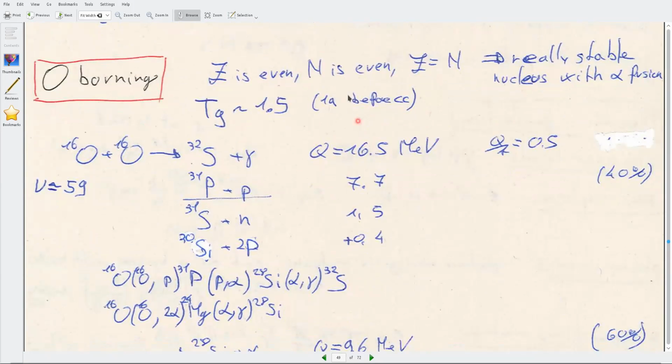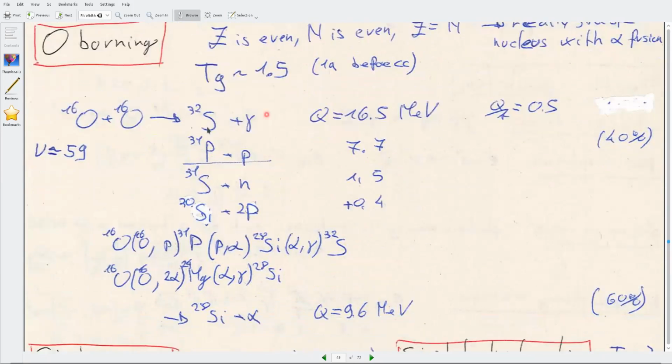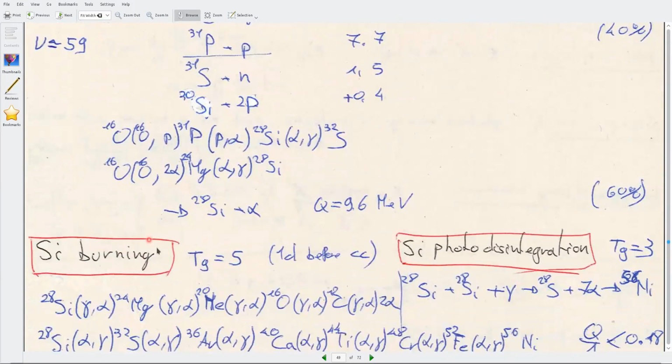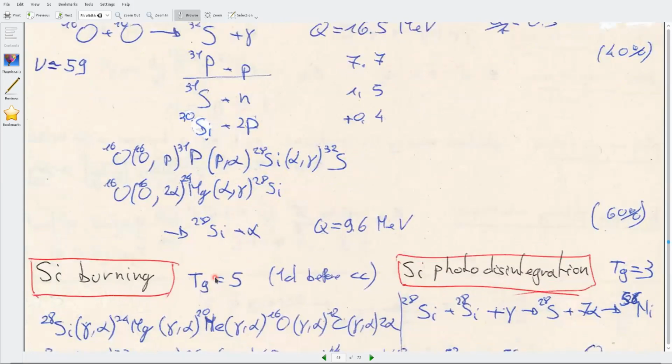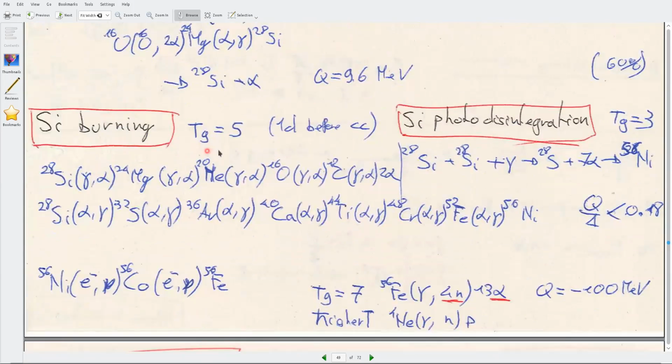And you have few years before the core collapse at this point. You have this production, then you see that energy for immunity is always small. The silicium burning can produce iron, nickel, and so on. It can lead also to silicium photodisintegration.